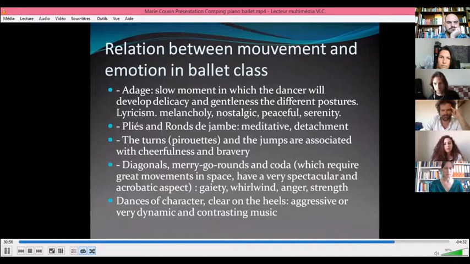The music would give the character of the movement, but it would be a reciprocal back and forth, an exchange, a mutual illumination. Adage, a slow moment in which the dancer will develop delicacy and gentleness between different postures. Lyricism. The emotions associated are melancholy, nostalgia, peace, serenity. Plié and rond de jambe, meditative detachment. The turns or pirouettes and the jumps are associated with cheerfulness and bravery.